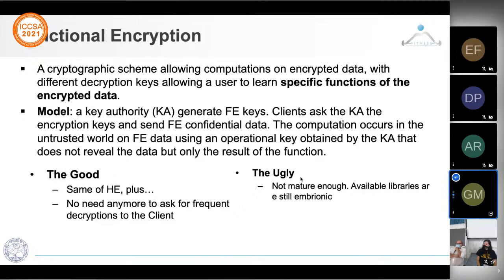So I have, for example, A and B. I want to compare A and B with my special key. With this special key, I can decrypt the result of the comparison between A and B, but I cannot decrypt A or B. Okay, so that is the main advantage of functional encryption. The only disadvantage is that this technique is not mature enough. It is something that came around in the last years, and so even available libraries are still embryonic.